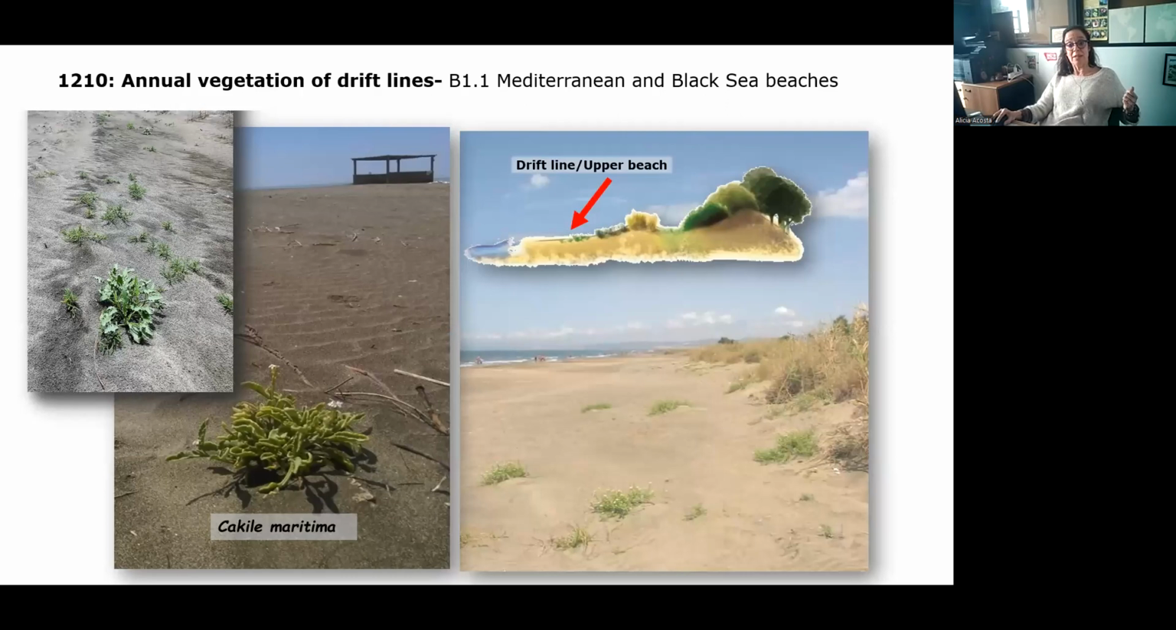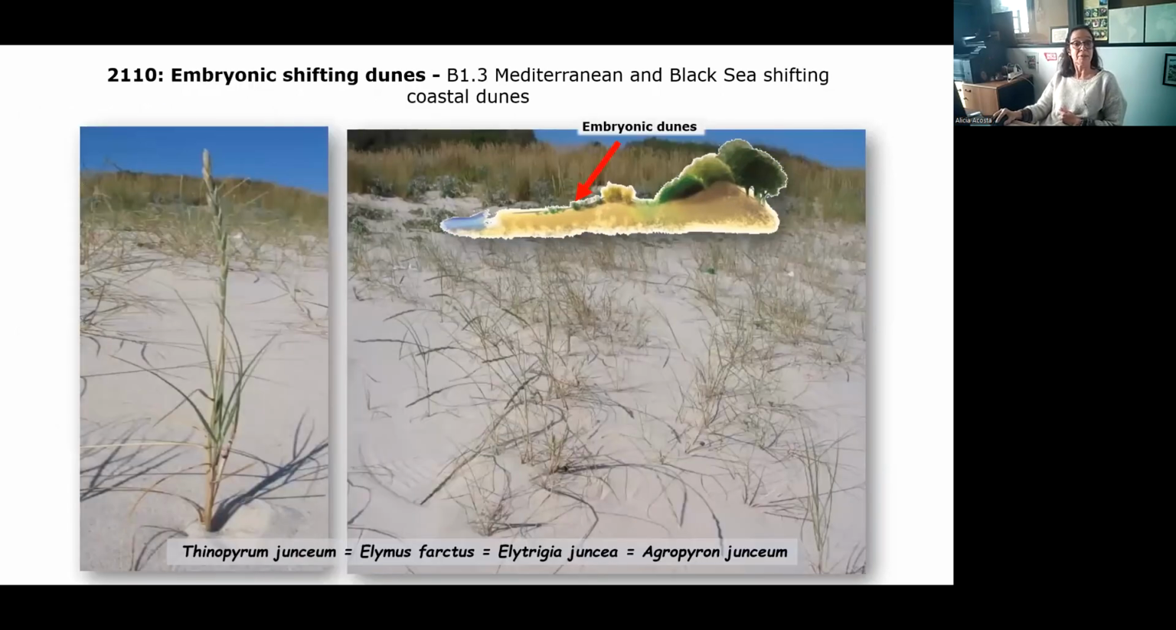Starting from the sea line towards inland, the first habitat we found is the annual vegetation of drift lines or upper beach. This habitat is occasionally submerged by water in winter storms. So it includes few pioneer plants, mainly vascular plant species, which represent the first stages of vascular plant colonization. Here I show you Cakile maritima, the most common species in this habitat.